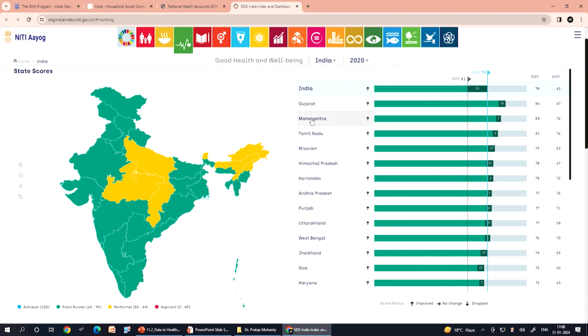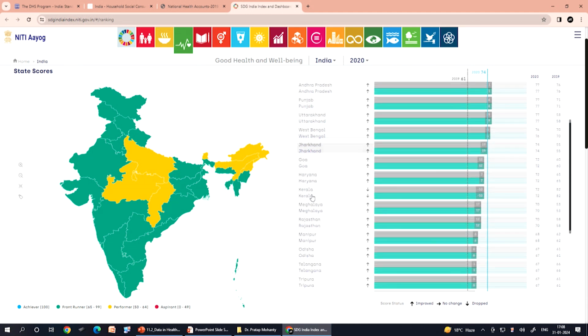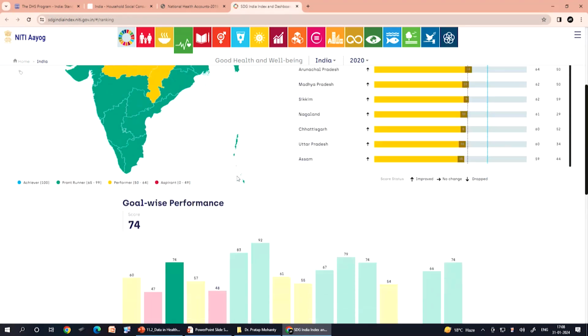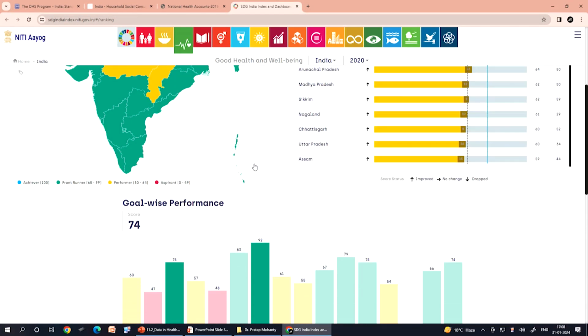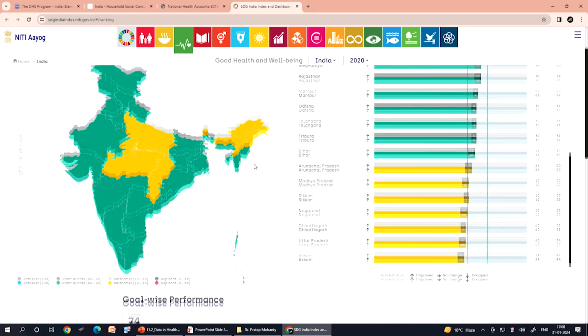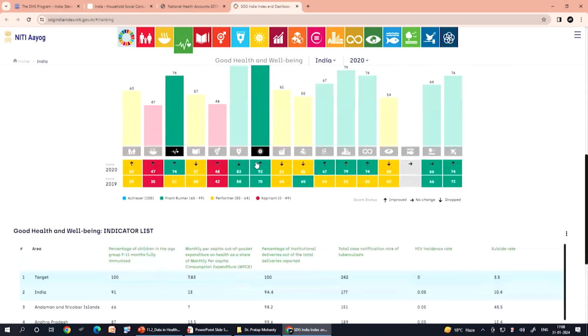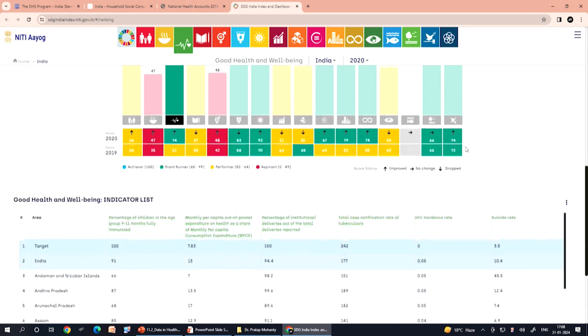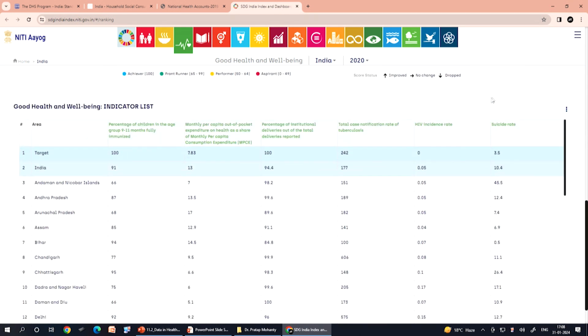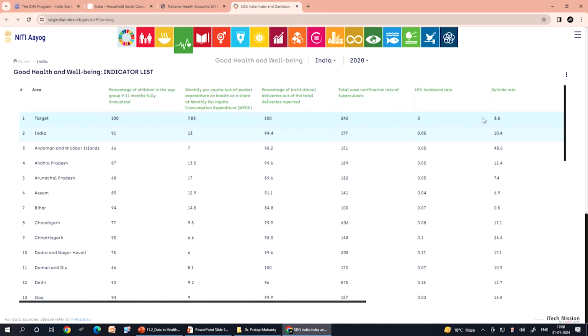And interestingly, it gives information about which are the front runner states, which are the performer states, okay, which are the achiever, front runner, performer, and aspirant states based on the color combinations. It has a component on good health and well-being, and the ranking of the states can easily be understood from this single website. And to foster your base for taking up research, I will surely suggest you refer to this.